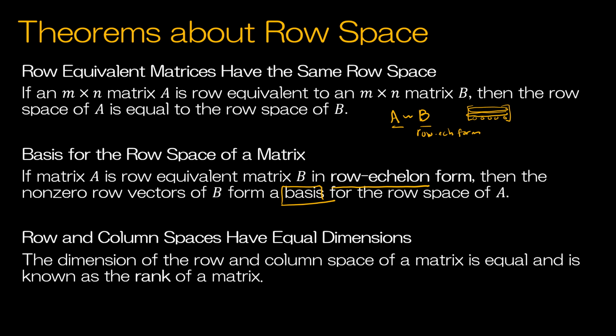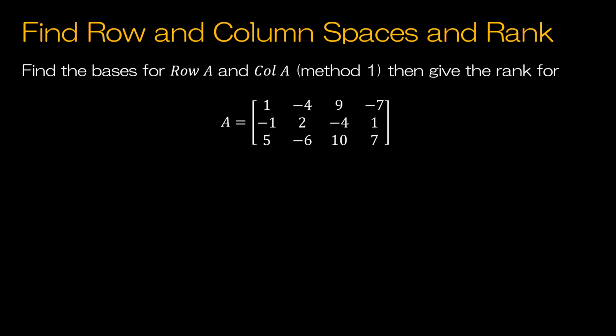And finally, when we're talking about the dimension, we've already said that's how many vectors are in a certain vector space. So the dimension of the row space and the dimension of the column space are equal, and that value is known as the rank of a matrix. Now that we have the proper background, let's take a look at the math.